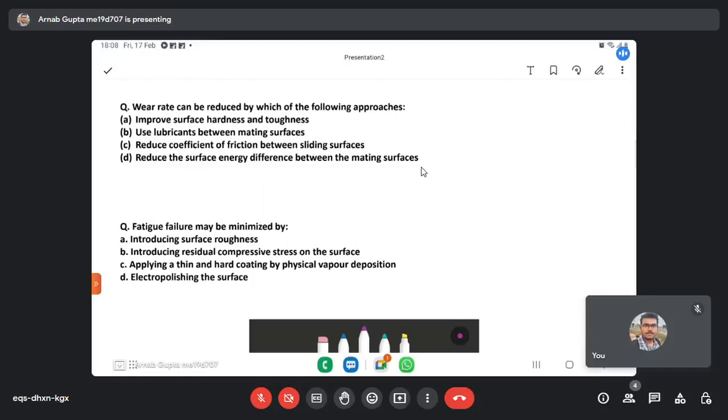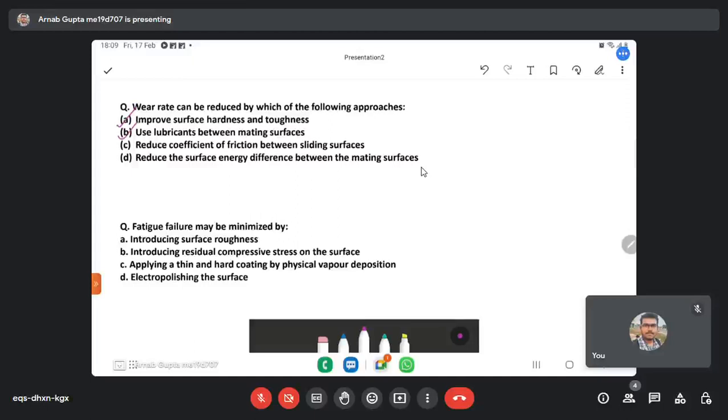As we know that if we increase the surface hardness and toughness, obviously the wear resistance improves, and that's why the wear rate reduces. So the first one is a correct option. Lubricants help in reducing the coefficient of friction, and hence that also helps in reducing wear rate. So that is also a correct option. So this is a multiple correct option type question.